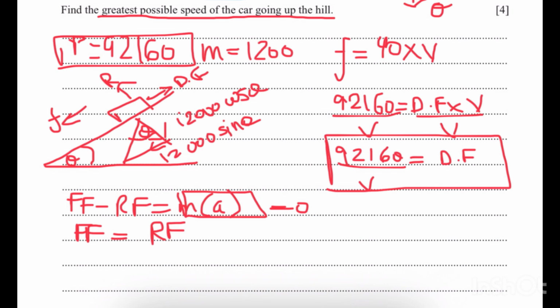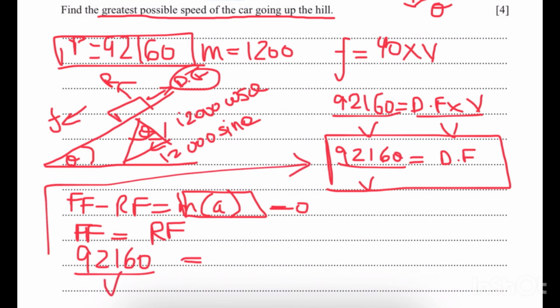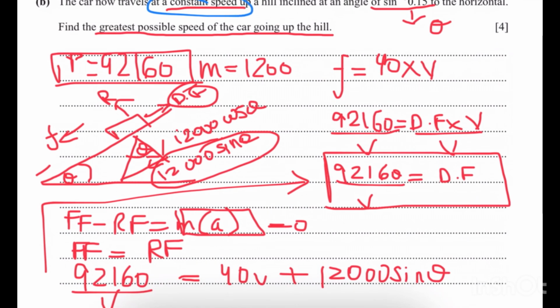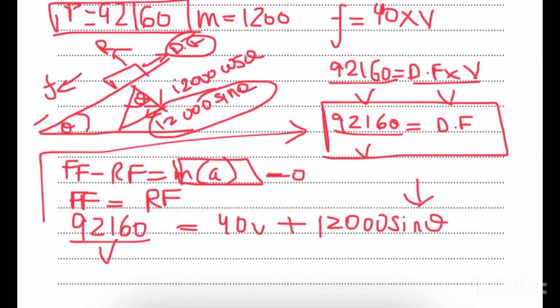So in this case, the forward force is equal to the driving force, which is 92,160 divided by V, which we took from over here, and the resistive force will be the force of friction, which will be 40V, as well as this 12,000 sin theta, which is pulling the car downwards along with the force of friction. That is 12,000 sin theta.